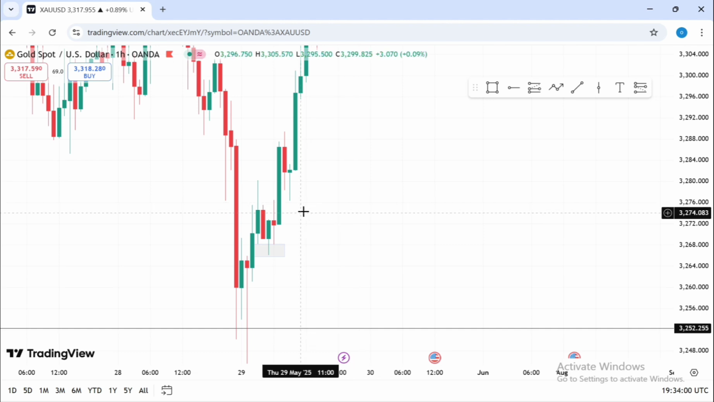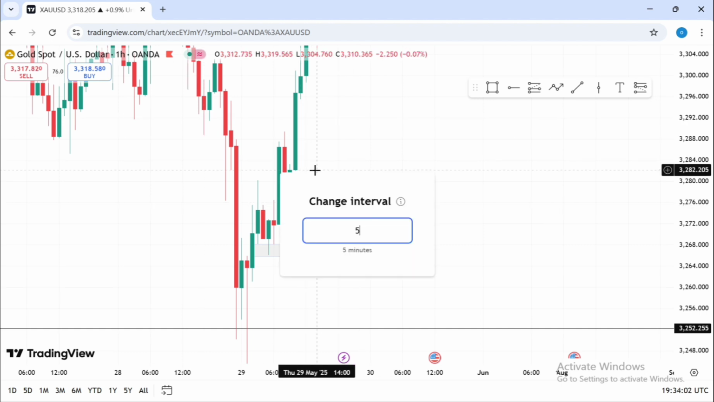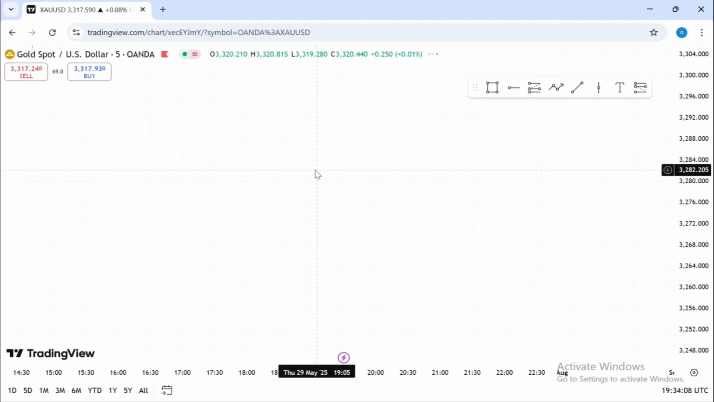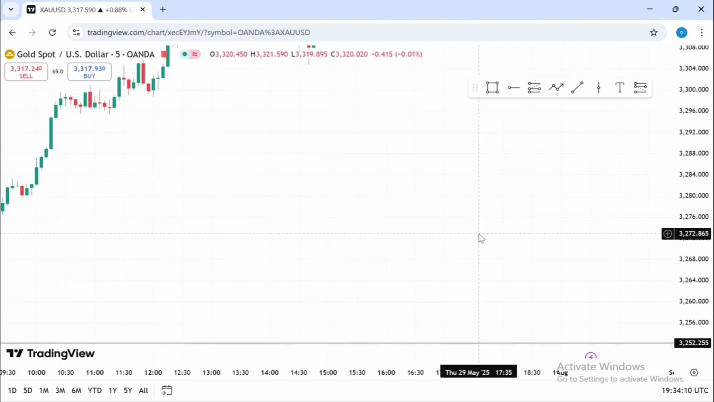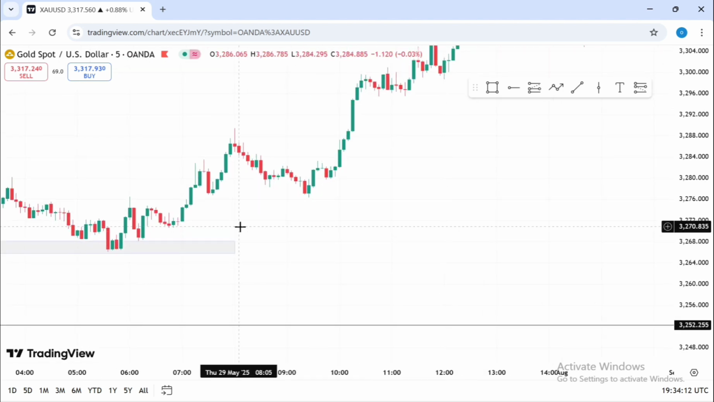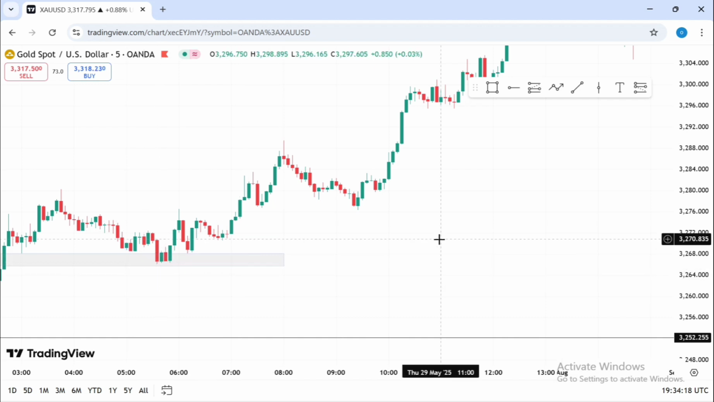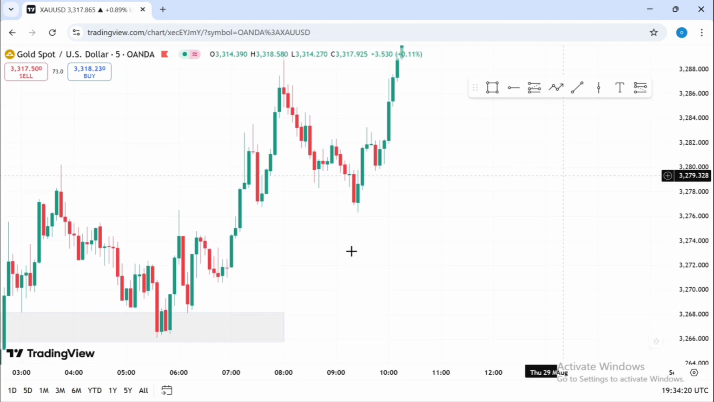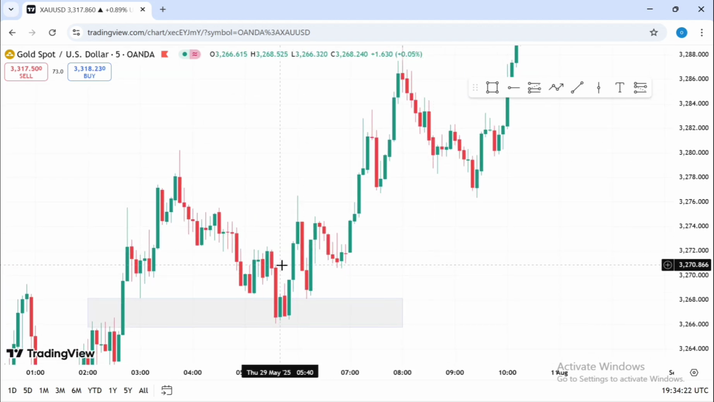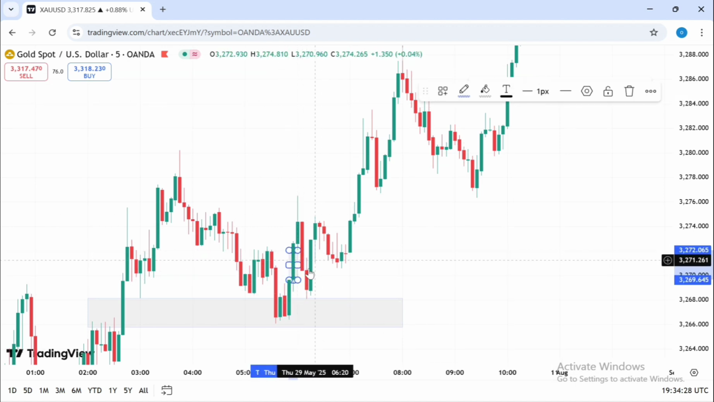I just went into the 5 minutes to look for entries. So from the 1 hour time frame, this is a one hour fair value gap. Price has come into the 1 hour fair value gap. So what I need on the 5 minute time frame is just a 5 minute fair value gap, and I'm good to go. And as you can see, price created this 5 minute fair value gap right here.